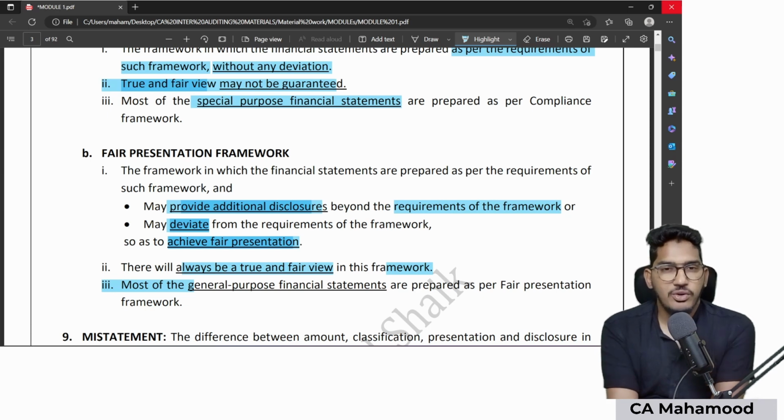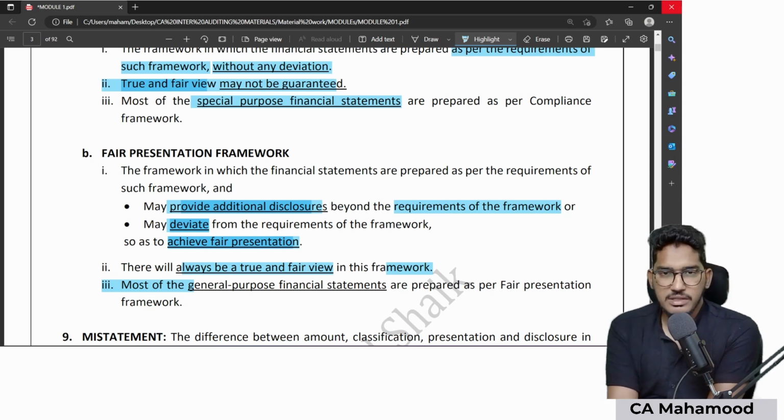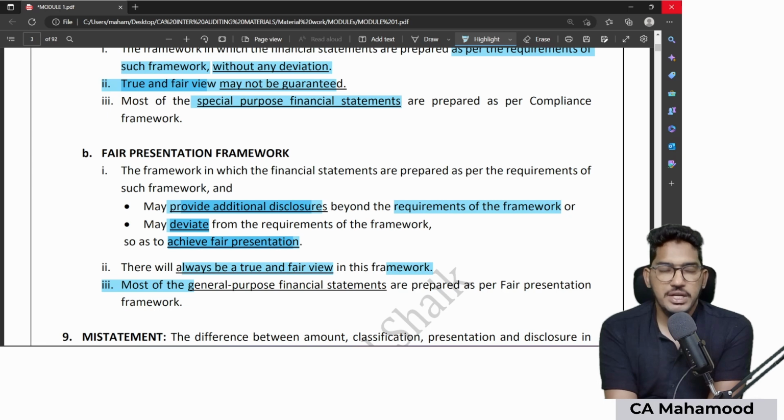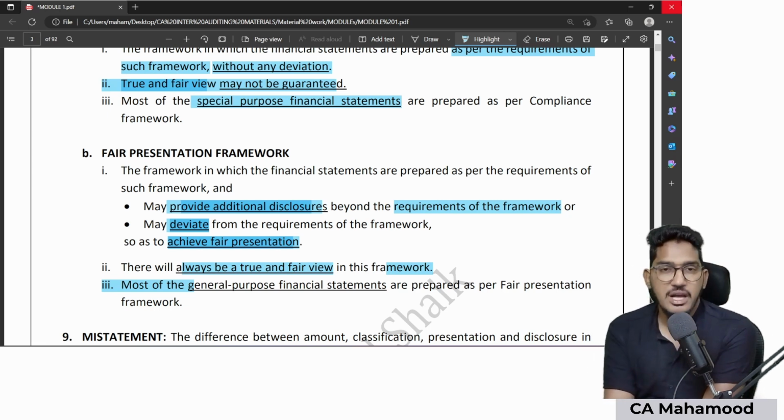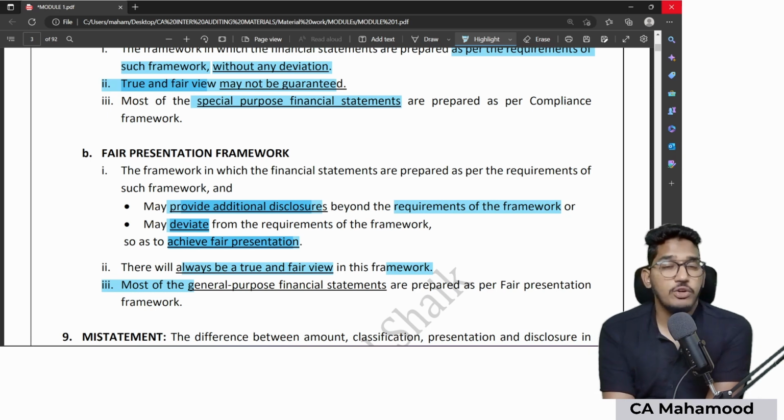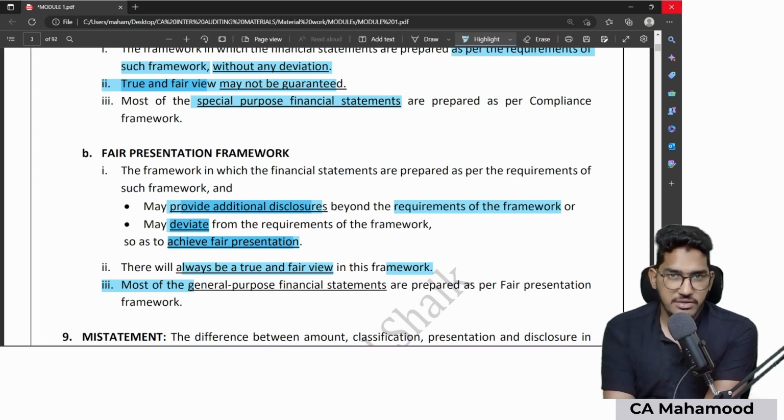What framework do they follow in all these financial statements released by the companies? Reliance will release the financial statements, Infosys will release the financial statements, TCS will release the financial statements. Will they follow compliance framework, or will they follow fair presentation framework? So whatever financial statements are released by the companies, or which we prepare for general purpose, they are as per fair presentation framework.